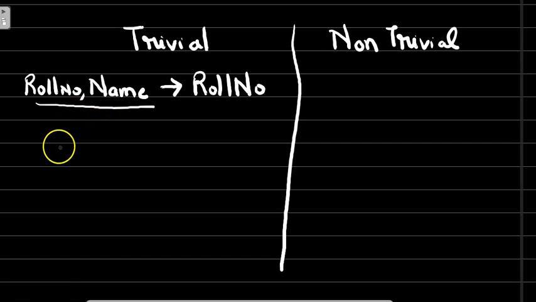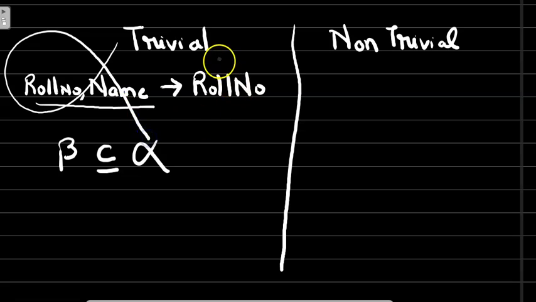So basically it means that beta is a subset of alpha. Now if I consider this as my alpha and this as my beta, then can I say that beta is a subset of alpha? So this FD holds in this case.